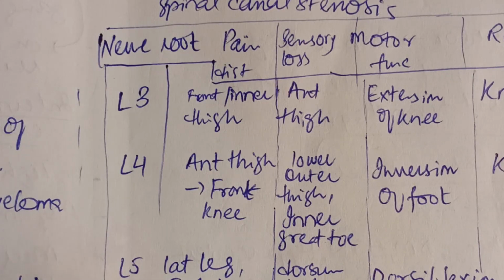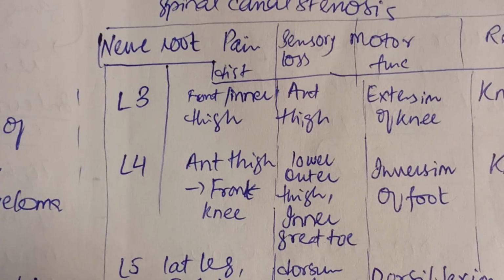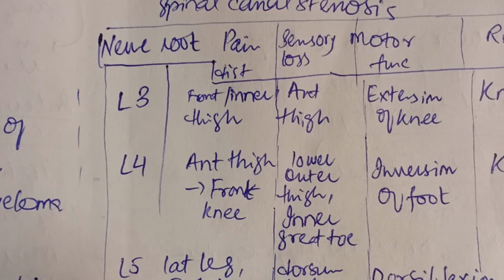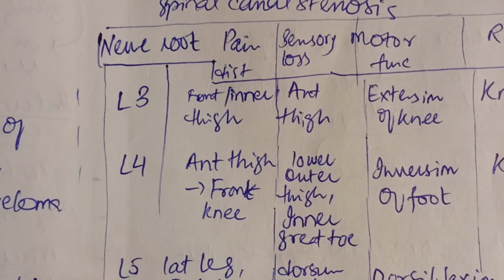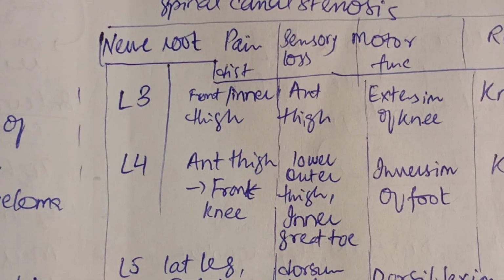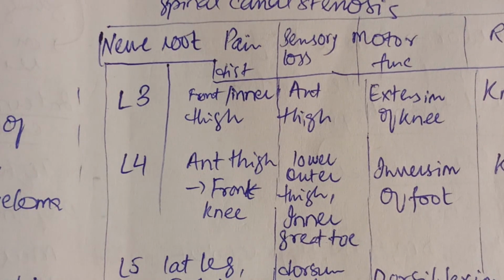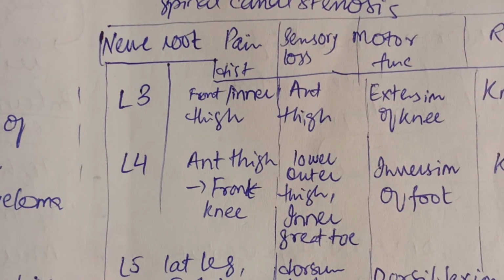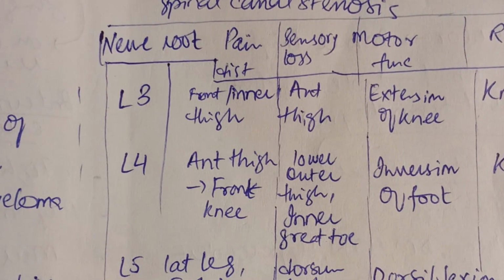L5: the pain distribution would be lateral leg and dorsum of the foot. Sensory loss would be dorsum of the foot, great toe, and second, third, and fourth toes. The motor function that would be lost is dorsiflexion of the great toe. The patient will not be able to dorsiflex his great toe and ankle.